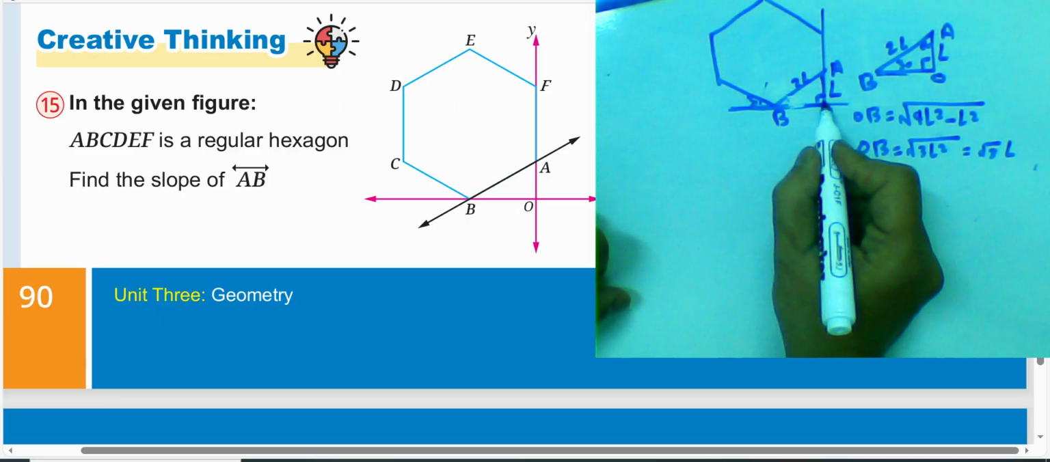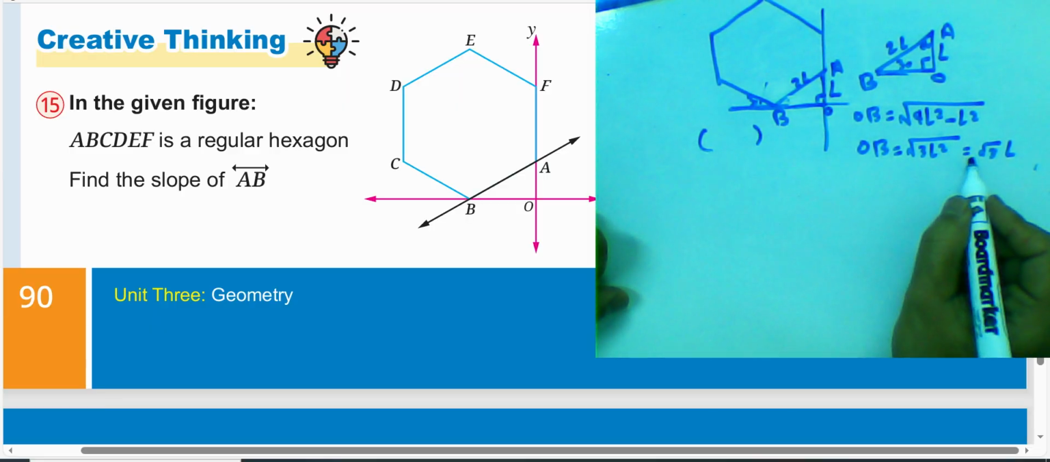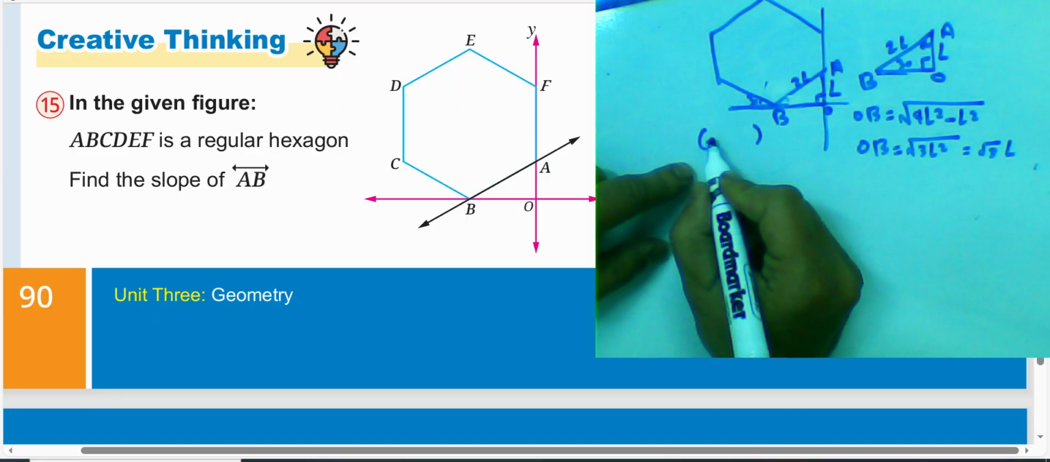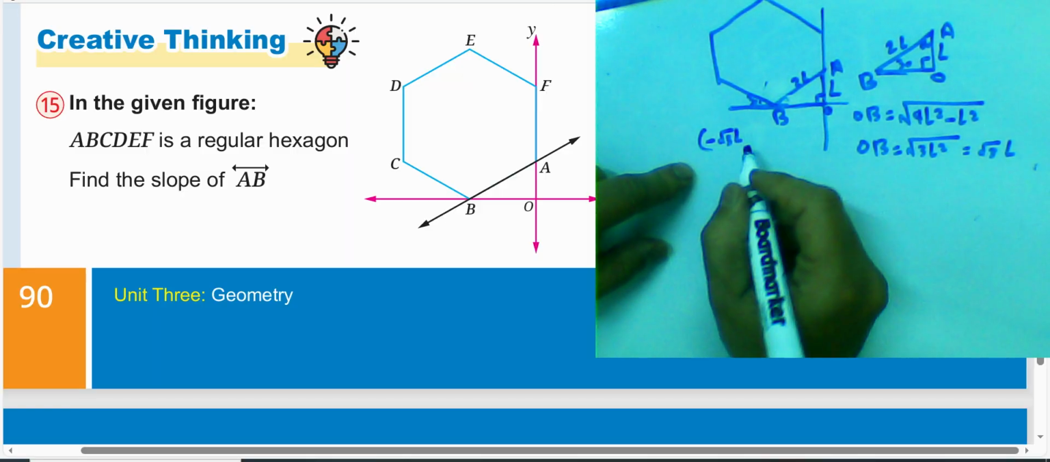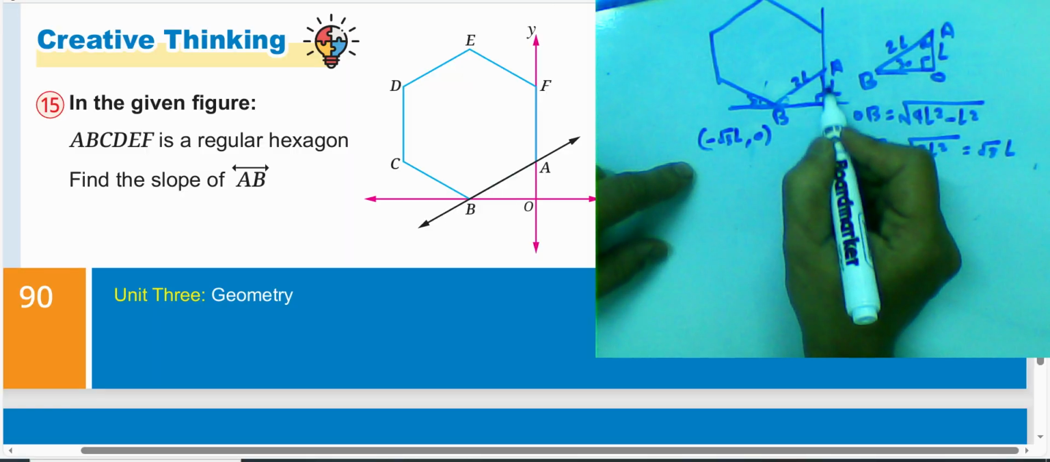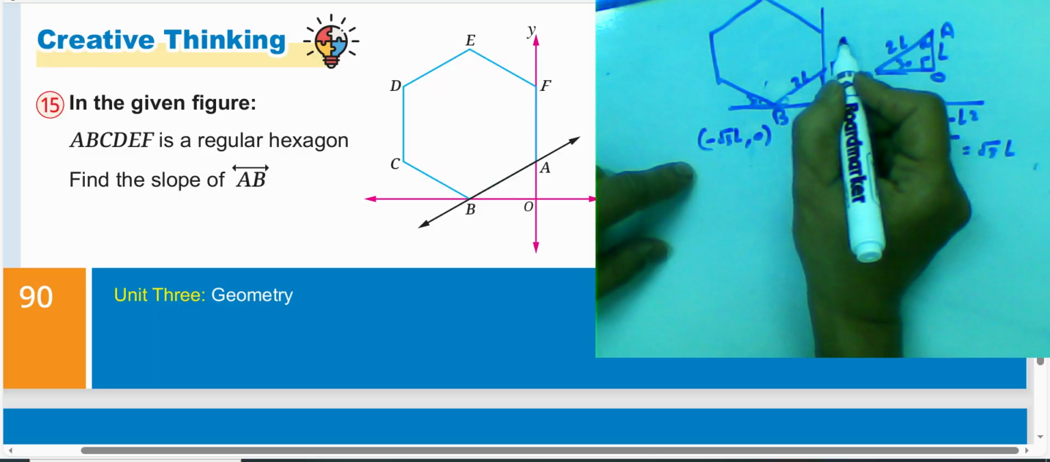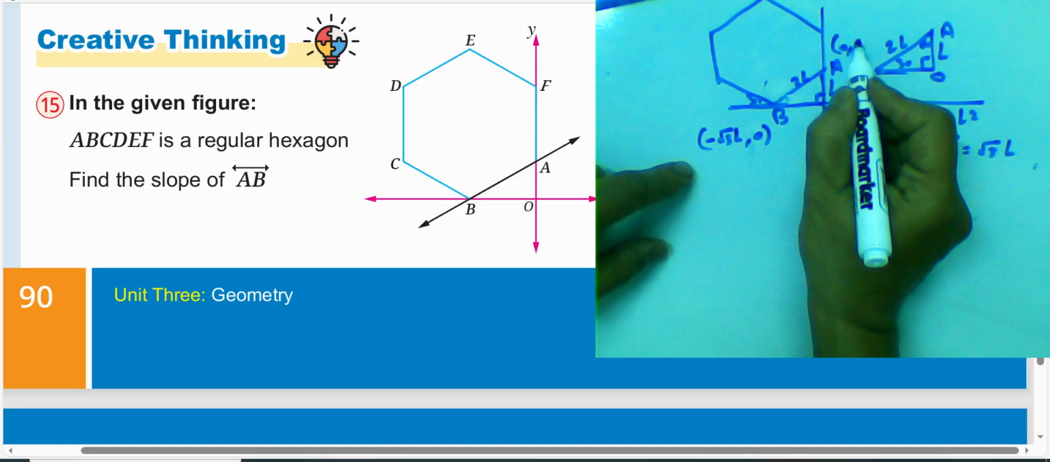This dimension of OB will be what? Right here, going left hand side, negative root 3 L and 0. And from O to A, we have length L. Then we have 0 and L.